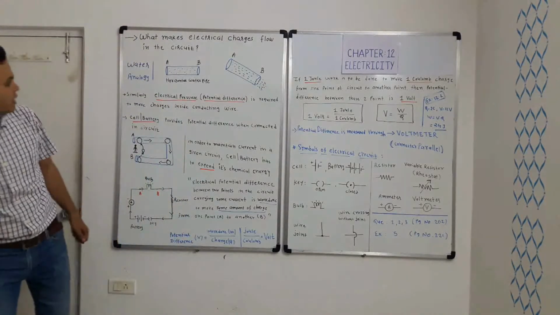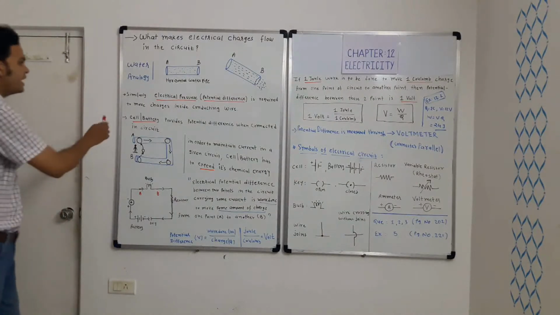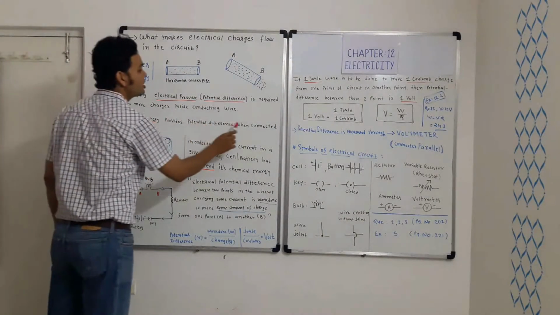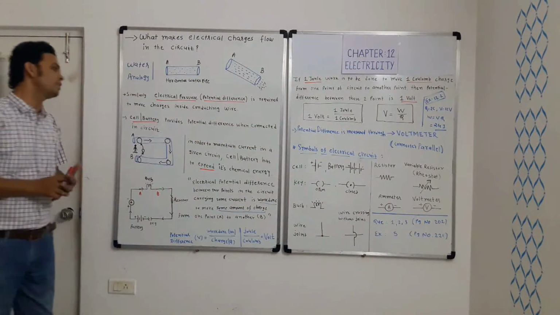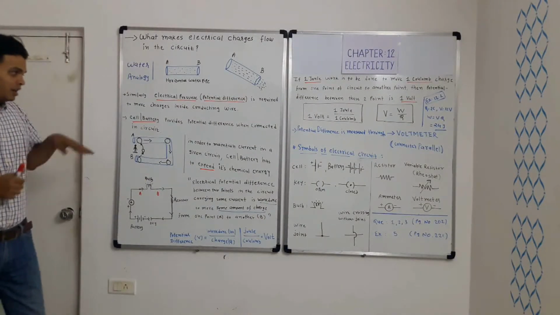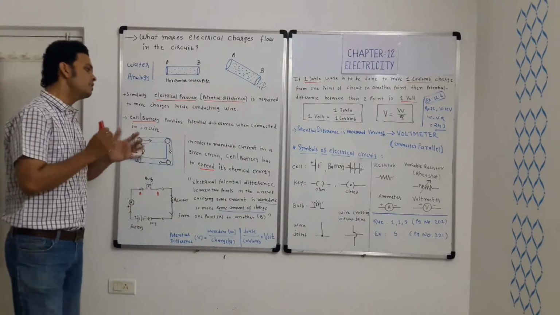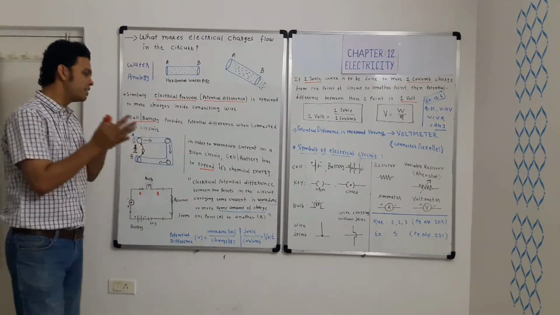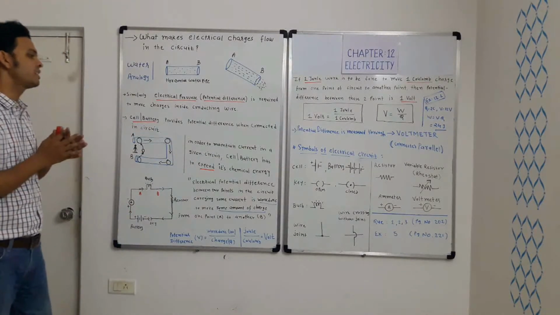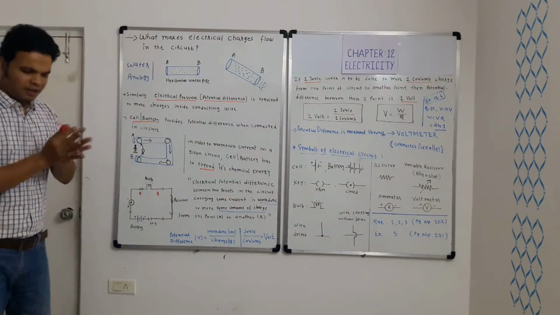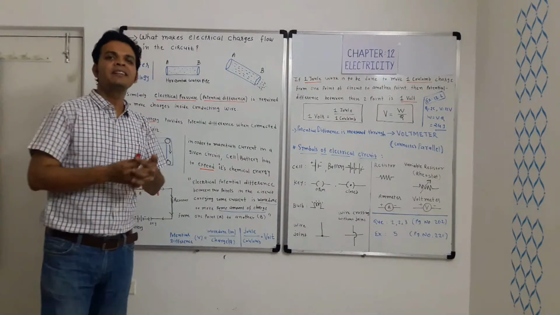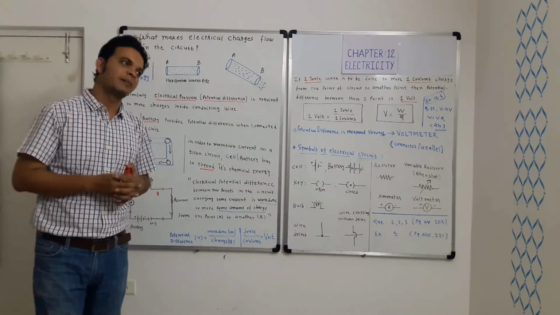Okay. So yes, a cell and battery provide the potential difference when connected into the circuit. In order to maintain the current inside a given circuit, the cell or battery has to expend its chemical energy. Let us try to understand this with the help of an example.